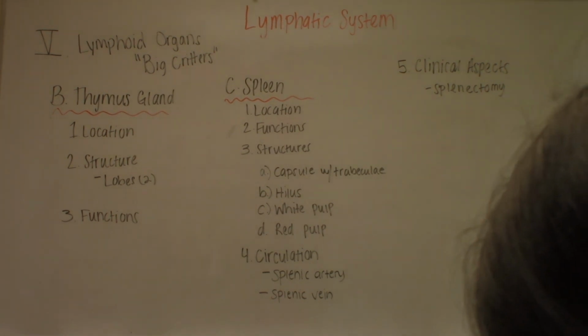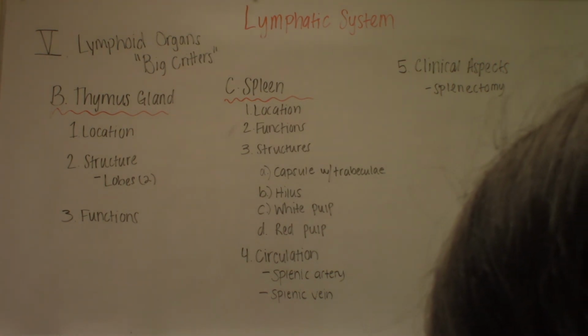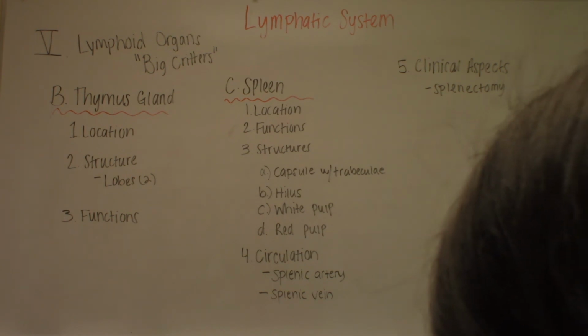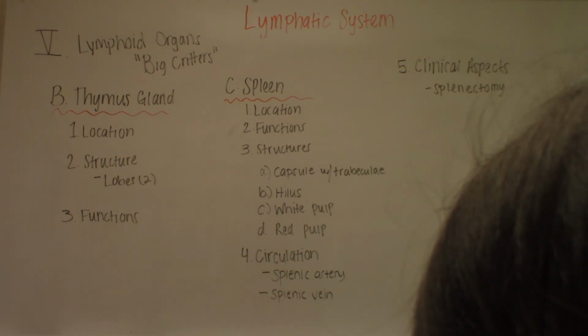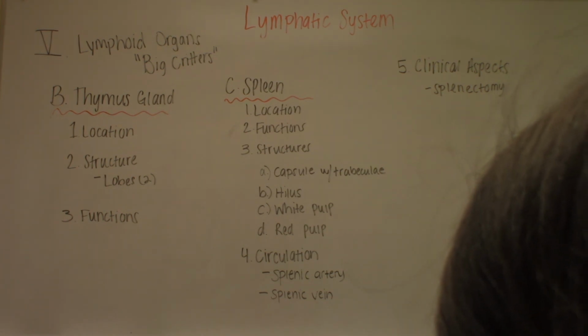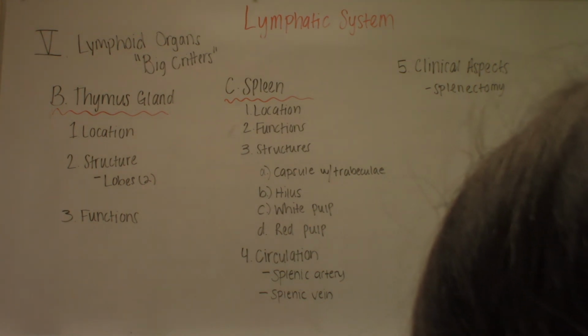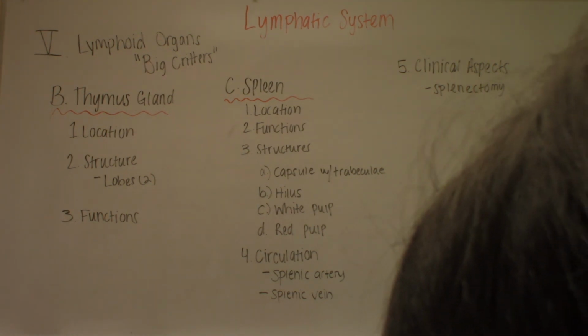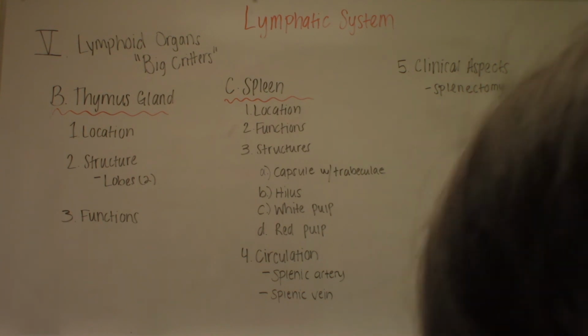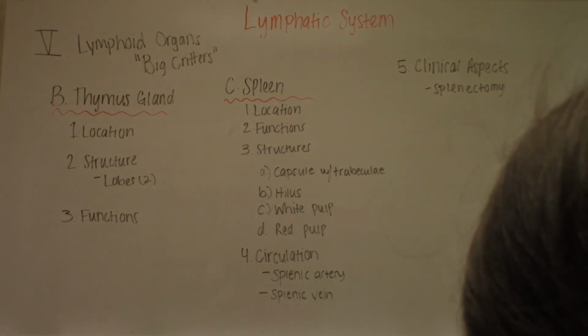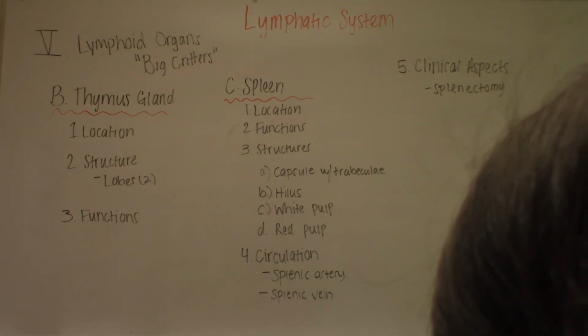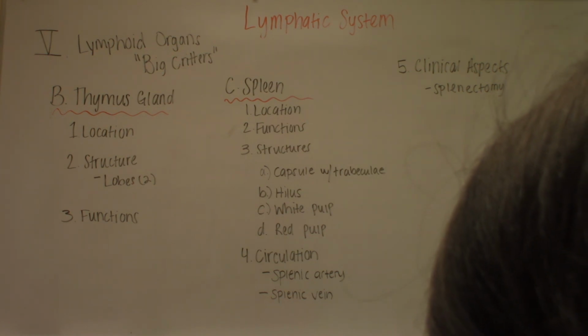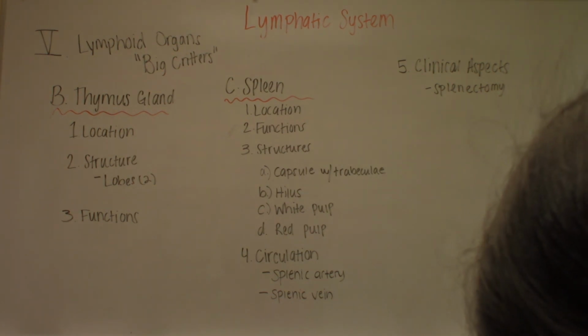The structure would be a capsule with trabeculae. The capsule is on the outside, and trabeculae divide up the inside into compartments. The hilus, also known as the hilum, is the indentation where the blood vessels go in and out. White pulp is where white blood cells are responsible for immune surveillance. And red pulp is everything else. There are lots of macrophages where you're recycling the red blood cells.